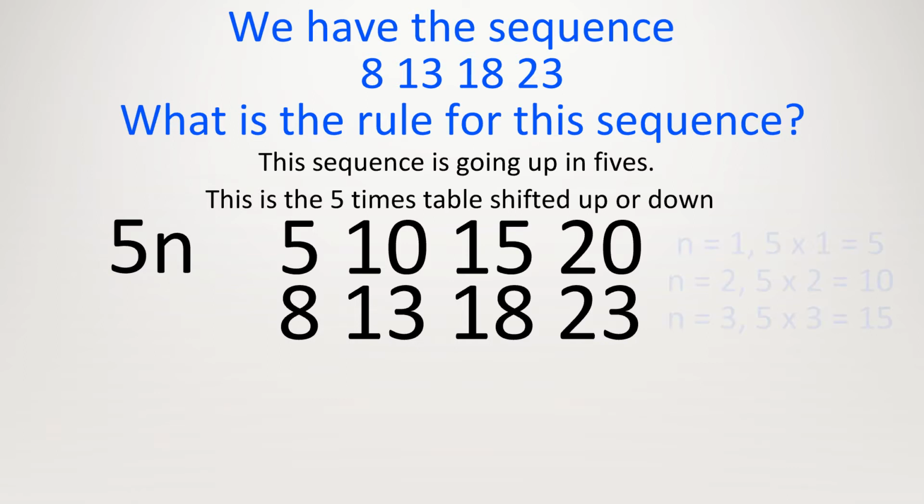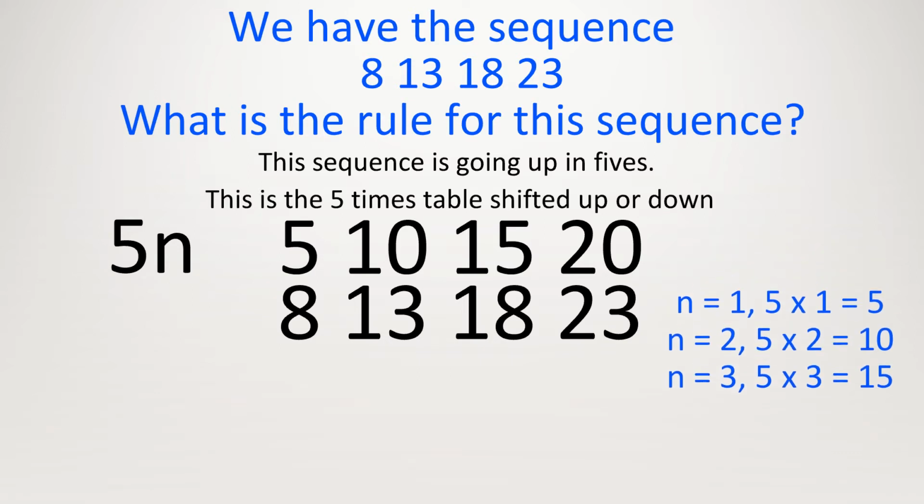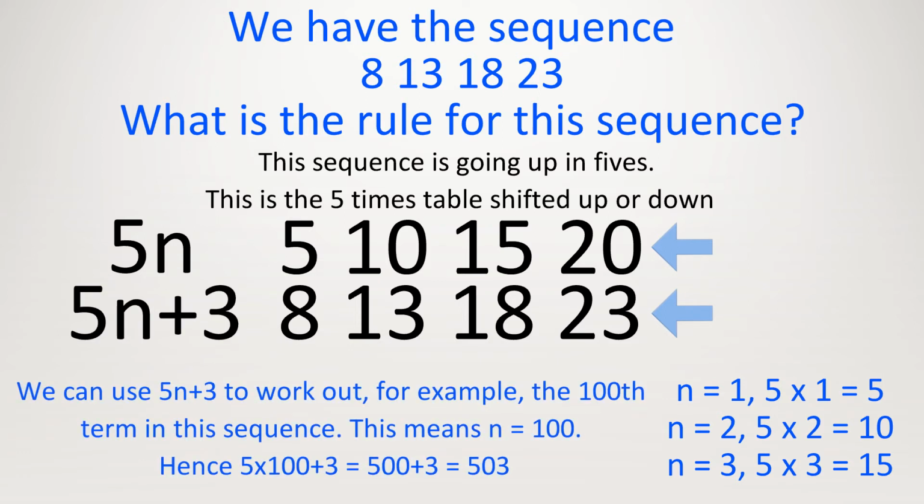If n equals 1, 5 times 1 is 5. If n equals 2, 5 times 2 equals 10. If n equals 3, 5 times 3 equals 15, and so on. Above, we have 5, 10, 15, 20. Now, how do we go from the top row to the bottom row? We add 3. Hence, we have the answer. The nth term, or the rule for this sequence, is equal to 5n plus 3.